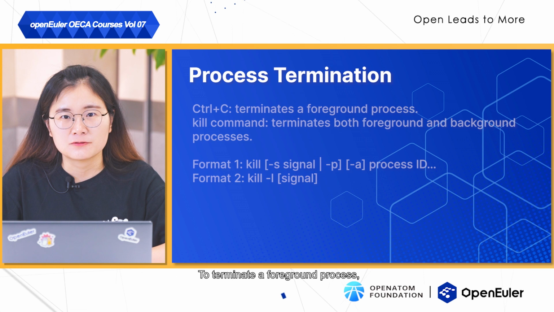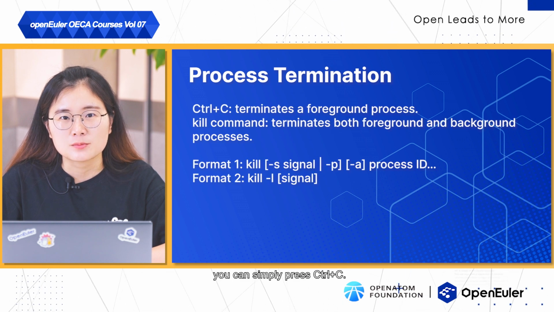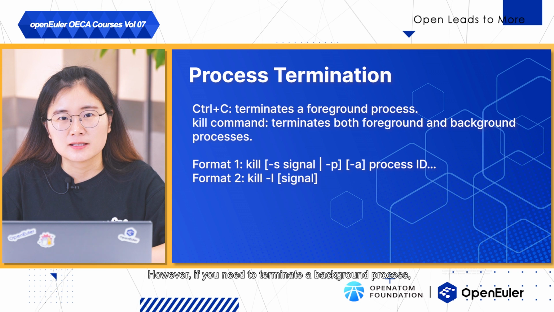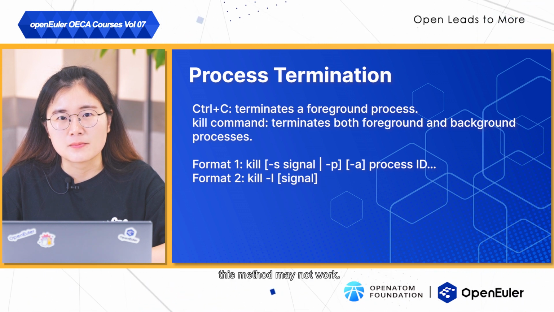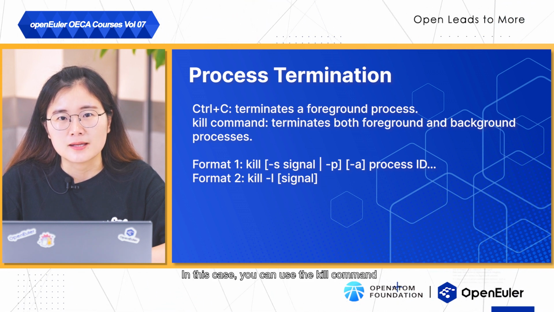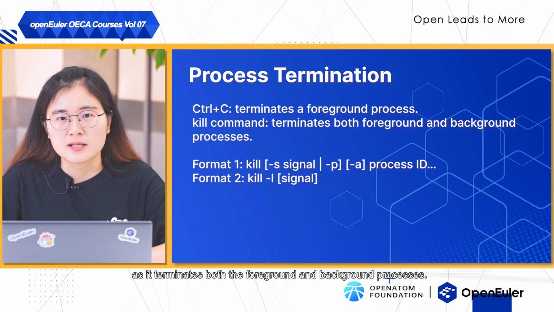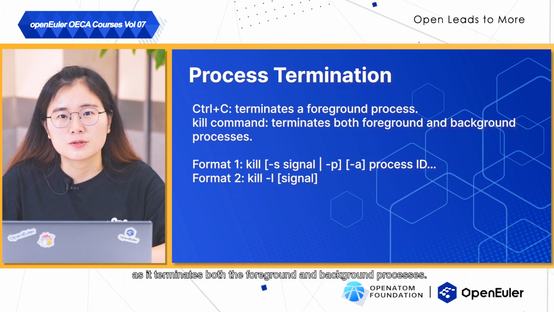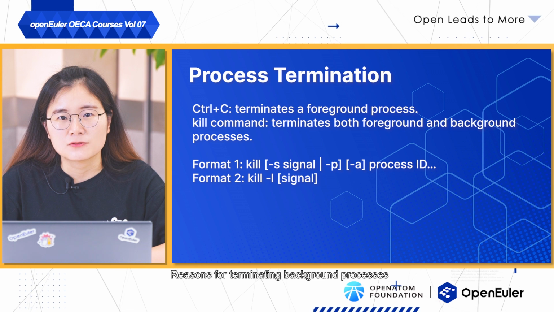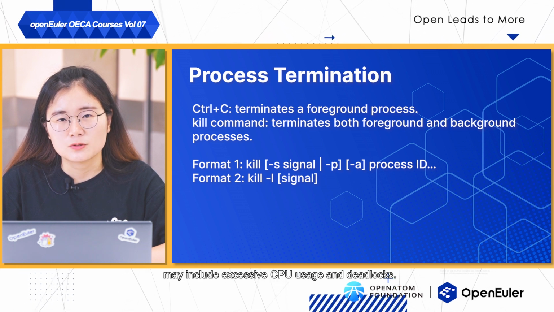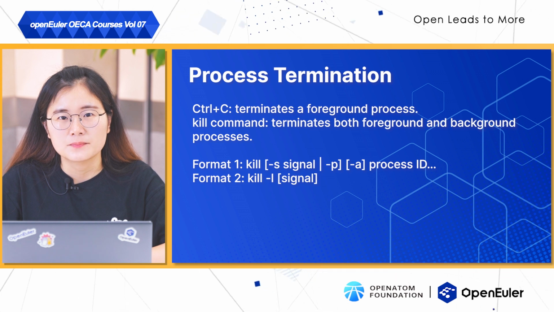To terminate a foreground process, you can simply press Ctrl C. However, if you need to terminate a background process, this method may not work. In this case, you can use the kill command, as it terminates both the foreground and background processes. Reasons for terminating background processes may include excessive CPU usage and deadlocks.